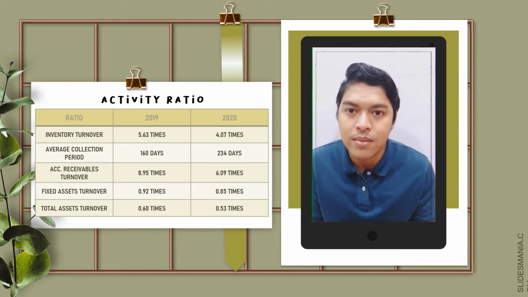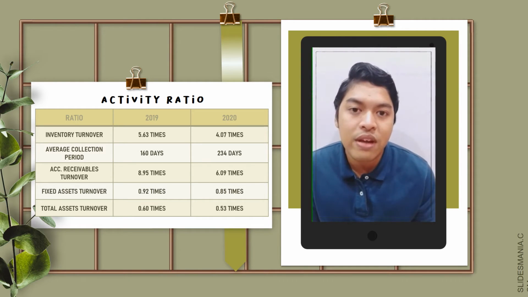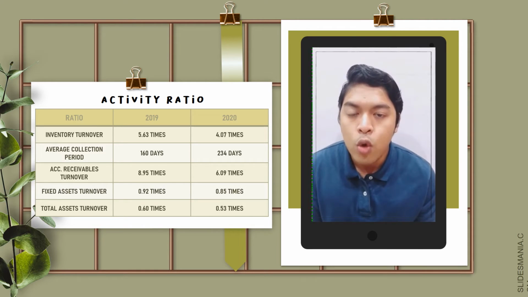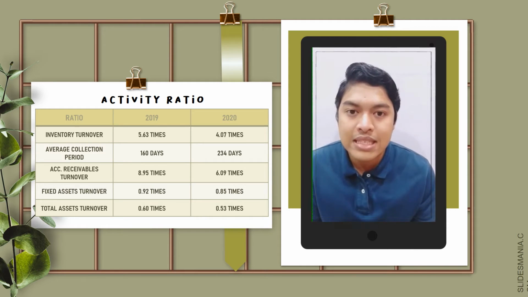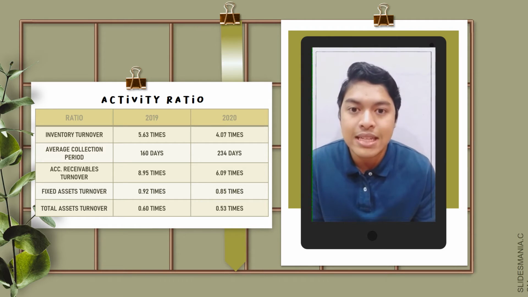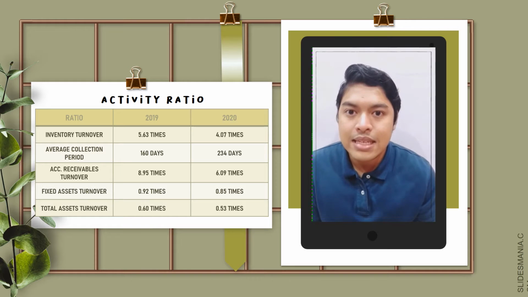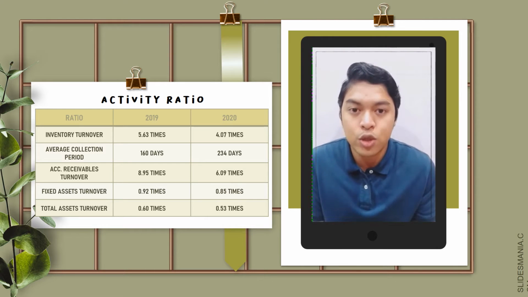Next, the fixed asset turnover ratio of the company in year 2020 is 0.85 times, which is lower than year 2019, which is 0.92 times. It indicates that the company is unable to utilize its fixed assets to generate sales in year 2020 compared to year 2019. Lastly, the total asset turnover ratio of the company in year 2020 is 0.5 times, which is lower than year 2019, which is 0.6 times. It indicates that the company does not use its total assets efficiently in generating sales in year 2020.